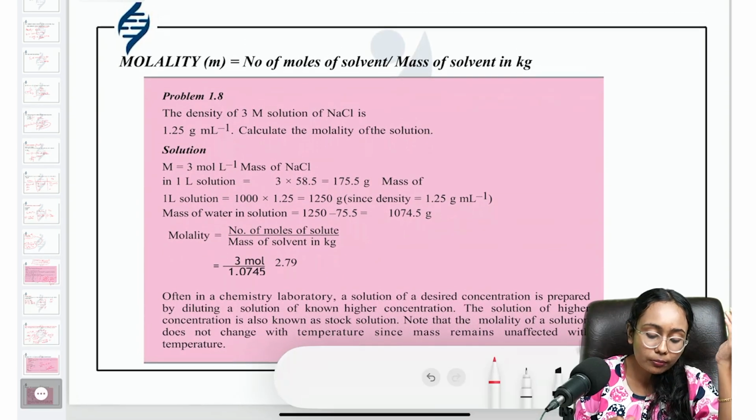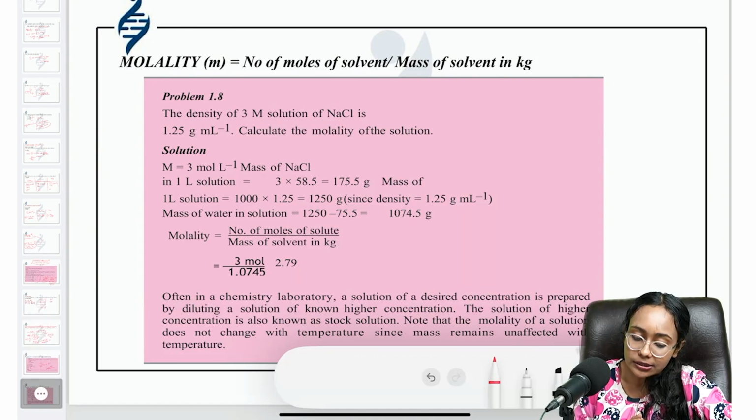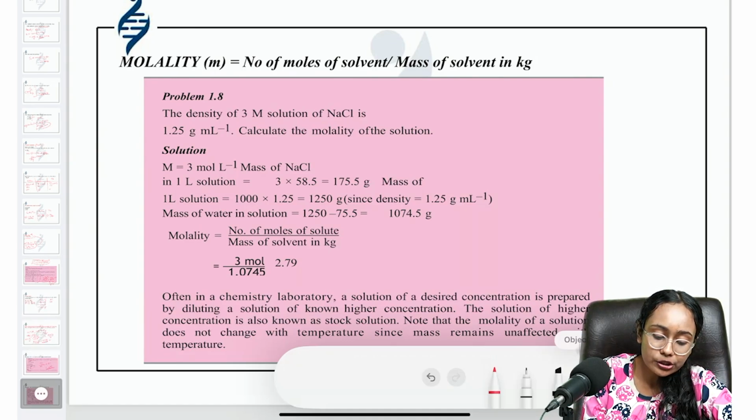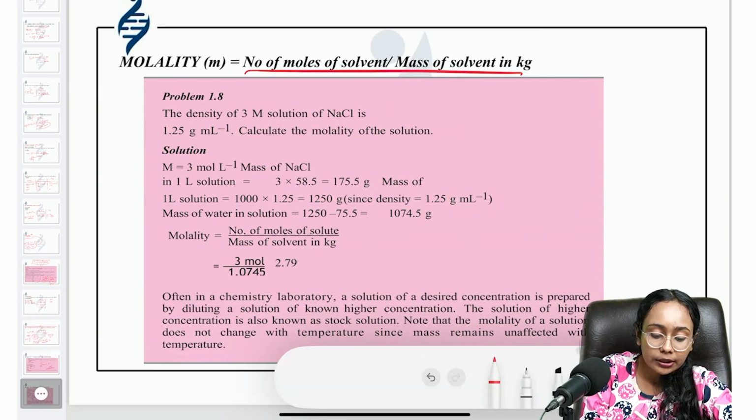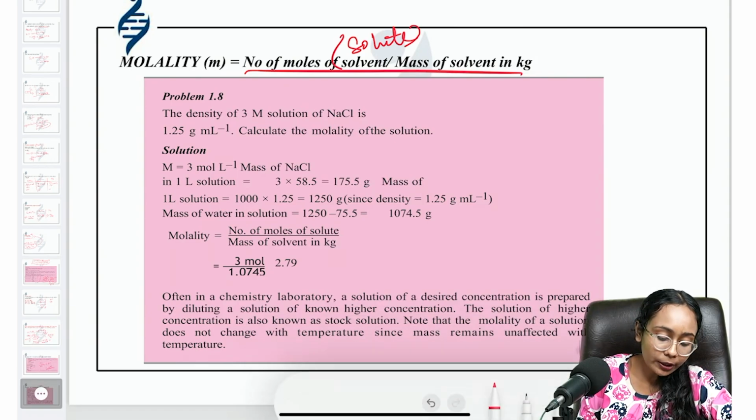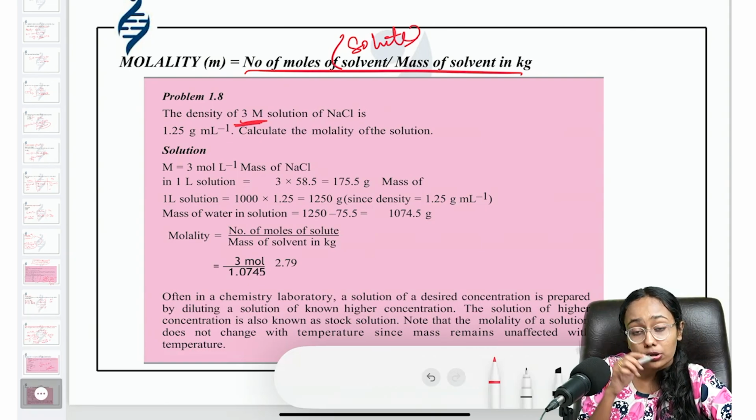Let's do a problem. The density of 3 molar solution of NaCl is 1.25 grams per milliliter. Calculate the molality of the solution. Very simple question. So you need the equation to find the molality, right? Number of moles of solute by mass of solvent in kilograms. The number of moles is already given, 3 molar. 3 molar means 3 moles of solute.